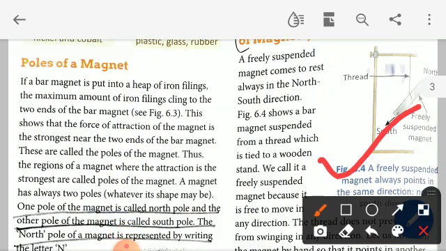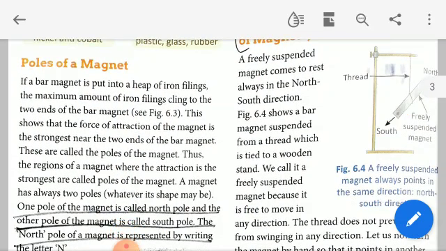Figure 6.4 shows a bar magnet suspended from a thread which is tied to a wooden stand. We call it a freely suspended magnet because it is free to move in any direction. Why do we call it freely suspended? Because this magnet is totally free to move in any desired direction. But it always rests in which direction? North-south direction. The thread does not prevent it from swinging in any direction.